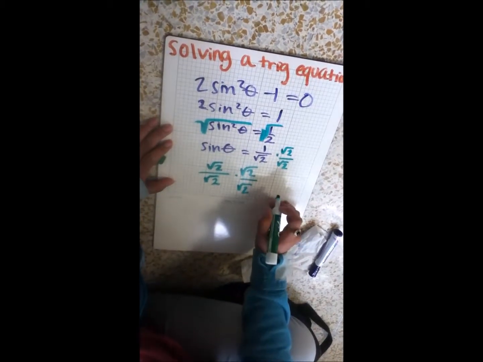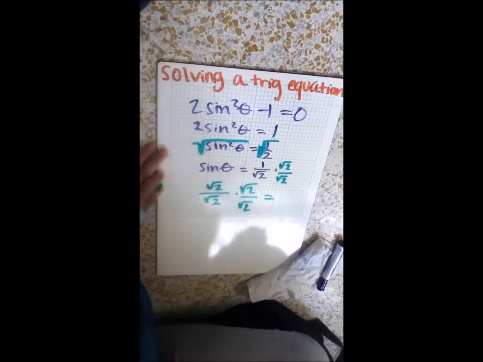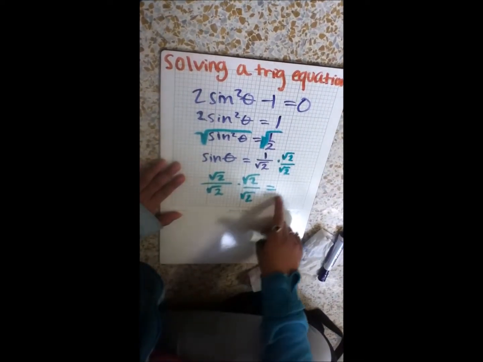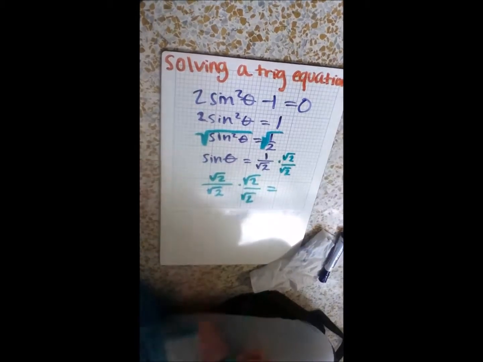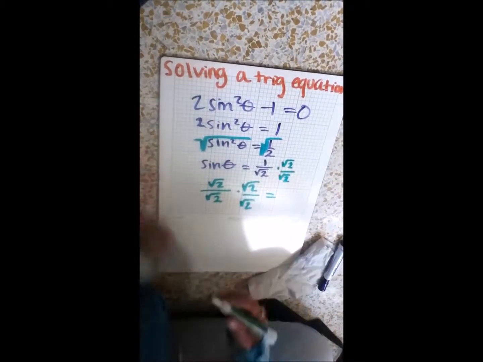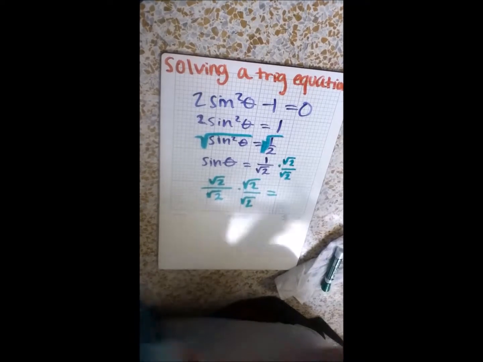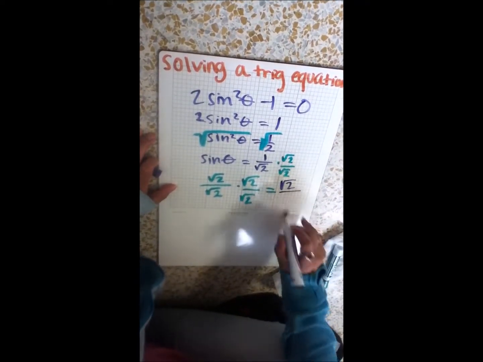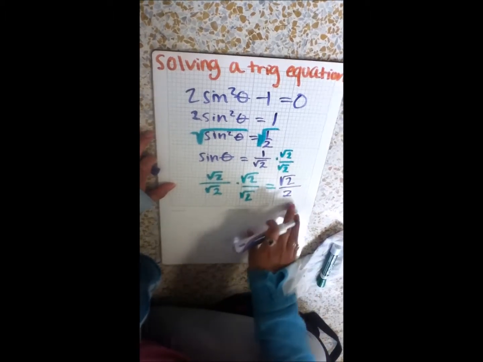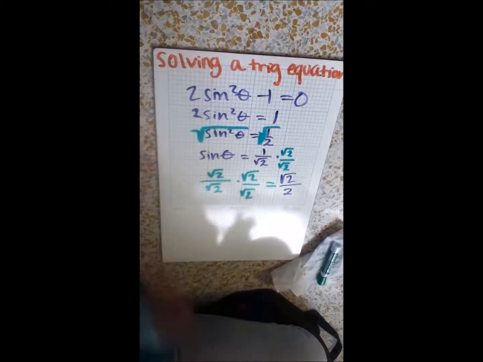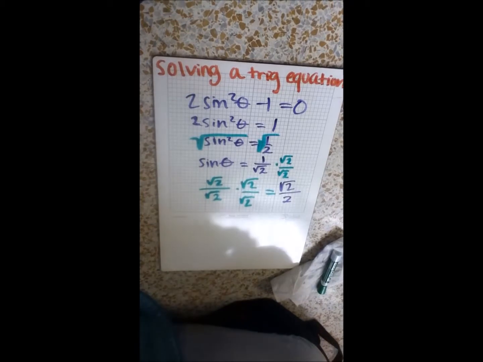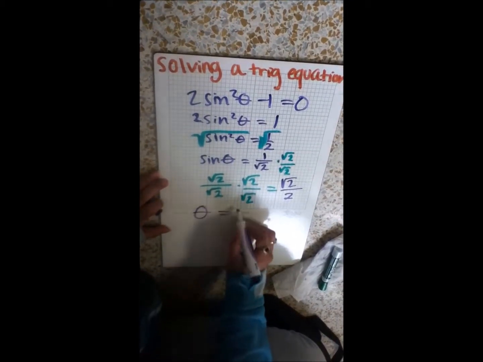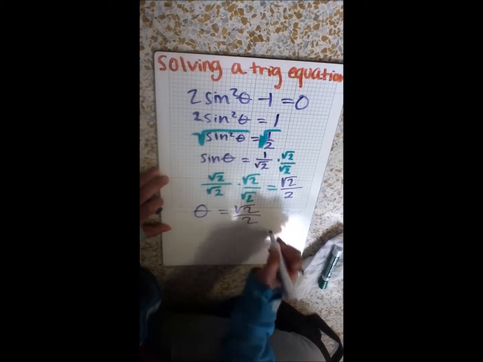And now we can actually move it. We can move the square root of 2 to the numerator. I'm going to end up with square root of 2 at the numerator and a 2 at the denominator. Now we found that theta equals square root of 2 over 2.